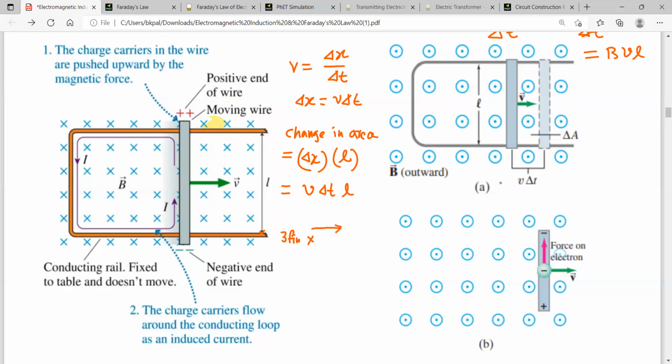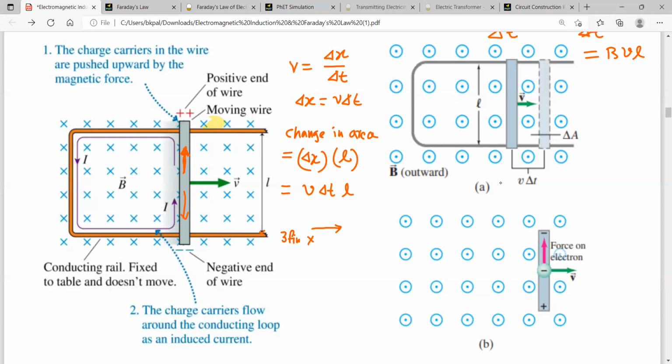Now if you use your right hand, you can show that for the positive charge, the direction of the force is this. So the force will be in this direction, and this tells us that positive charge will move in this direction and negative charge will move in this direction. So the positive charge goes upward, negative charge goes downward.